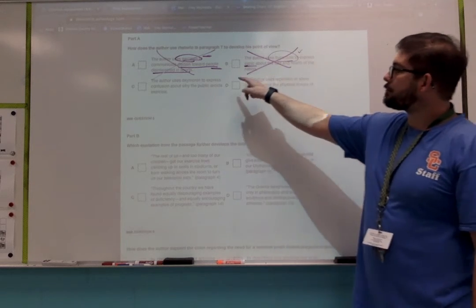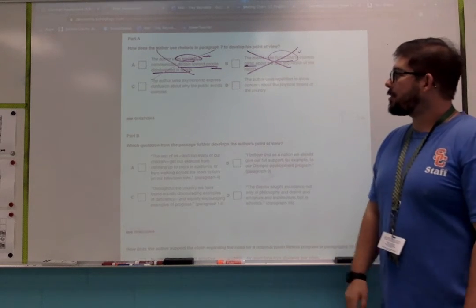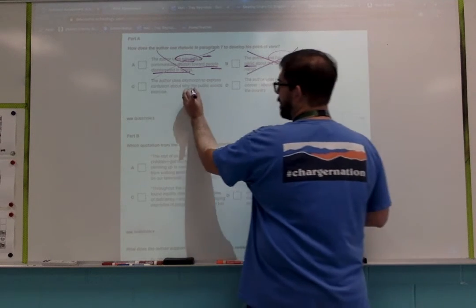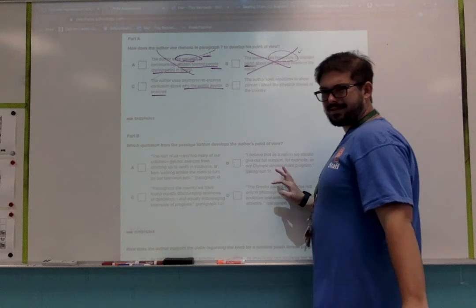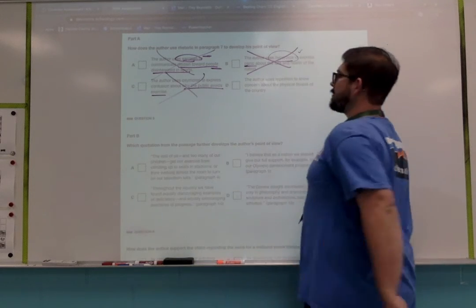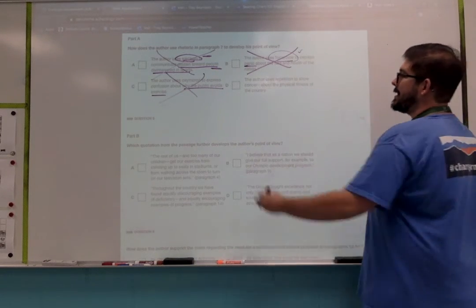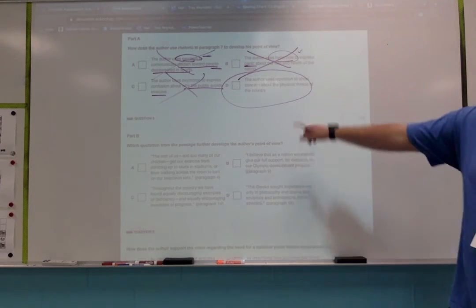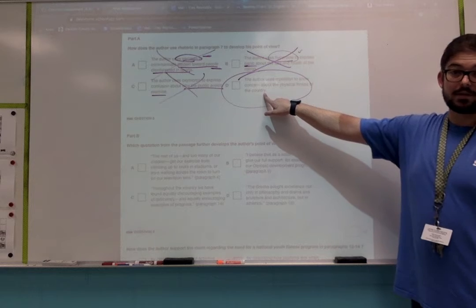So it's only half right. C: The author uses oxymoron to express confusion about why the public avoids exercise. He didn't talk about why the public avoided exercise. Another wrong answer, leaving us with the only correct answer, D: The author uses repetition to show concern about the physical fitness of the country. Yes, we do know he's concerned about the physical fitness of the country.